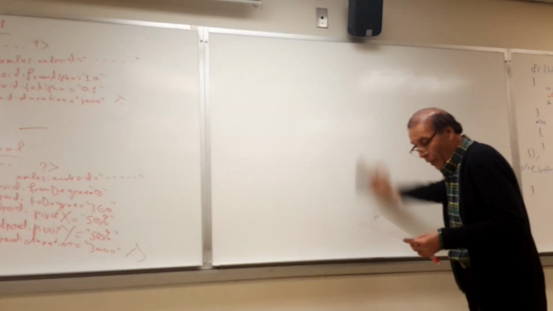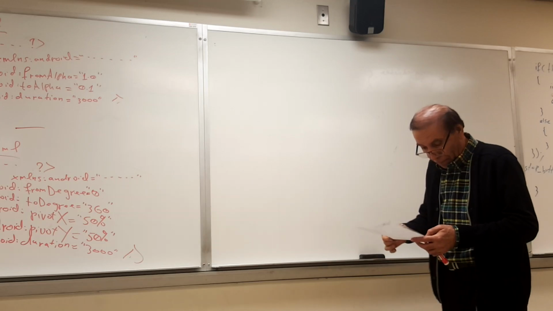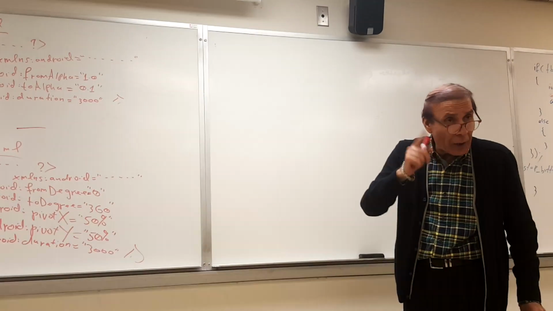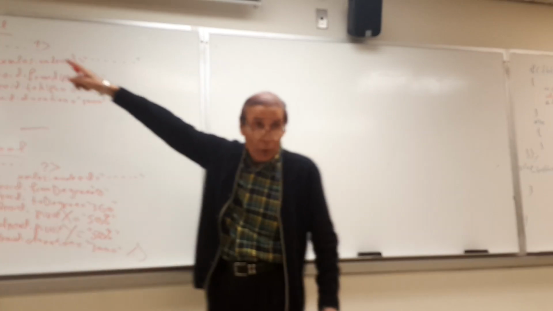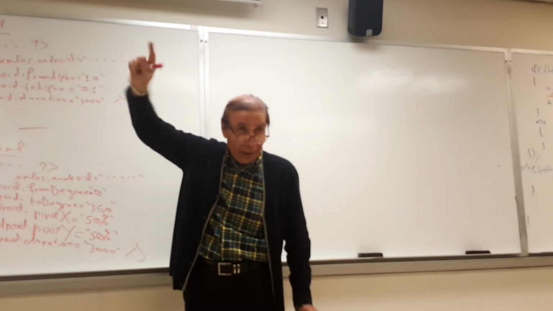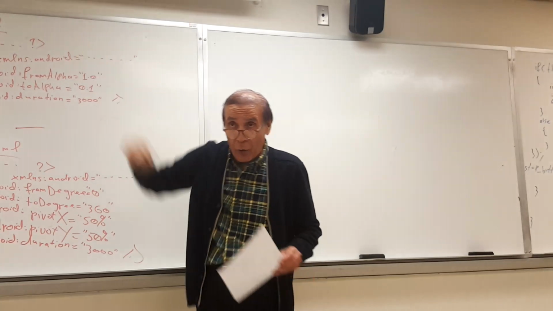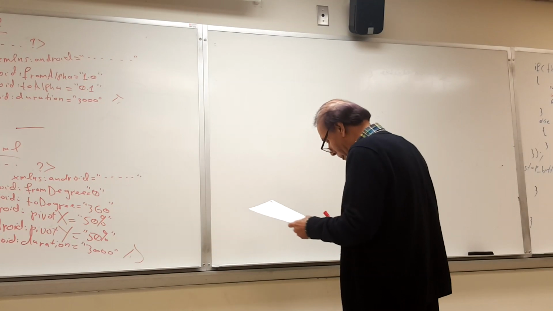Now we get into, by the way, pivot 0, 0, it means upper left corner. You know that. Pivot 0, 0, it means x0, y0, it means upper left corner. Okay? So I just want to make sure of that.